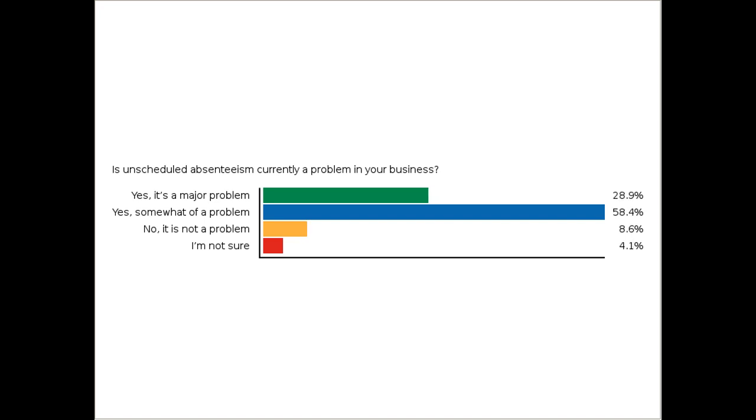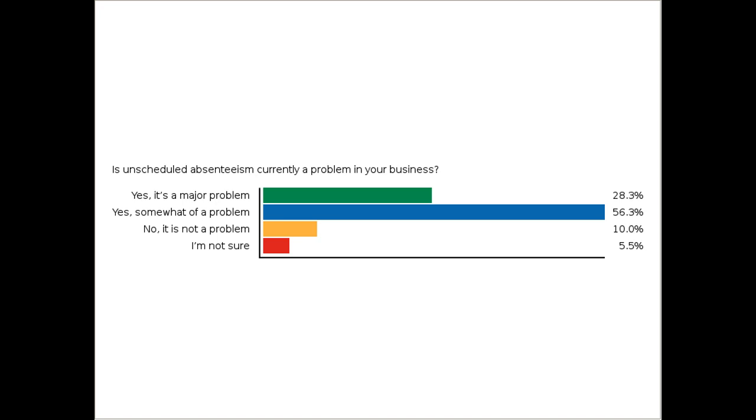So let's see the results as we have them coming through. We see, yes, somewhat of a problem with 57% right now, so a little more than half. But we also have in our yes, it's a major problem, almost 30%. So hopefully the information that we're going to be sharing with you today, for those that say yes, it's a major problem, or even somewhat of a problem, you'll be able to take a few pointers and tips and tricks back to your companies and help you manage that and get that under control.